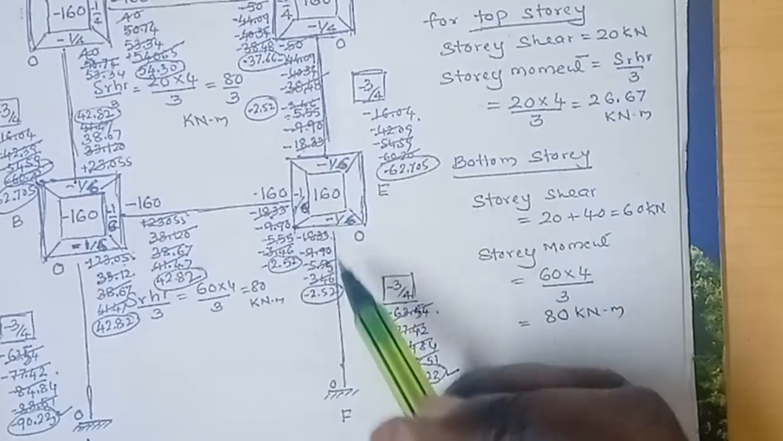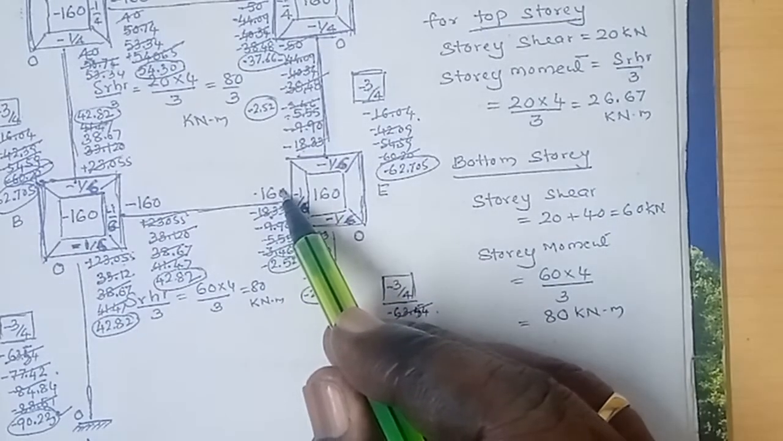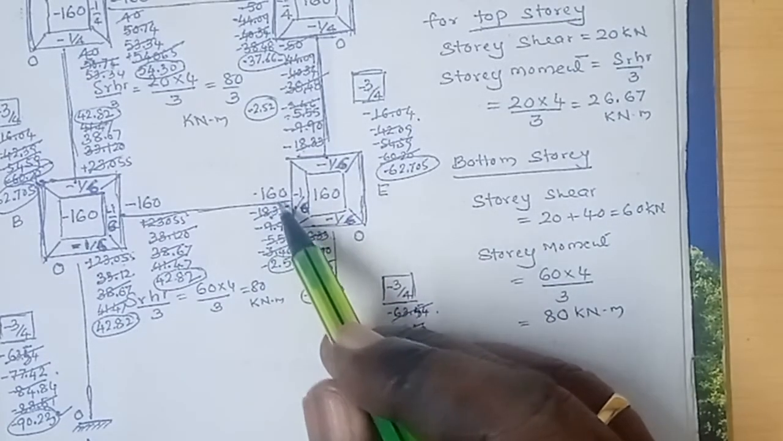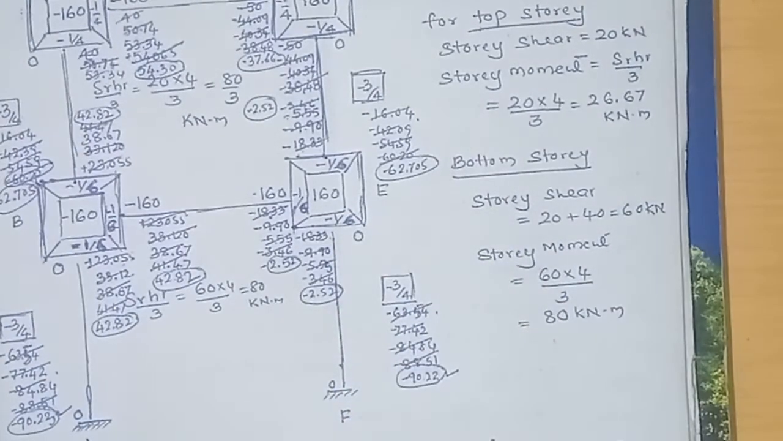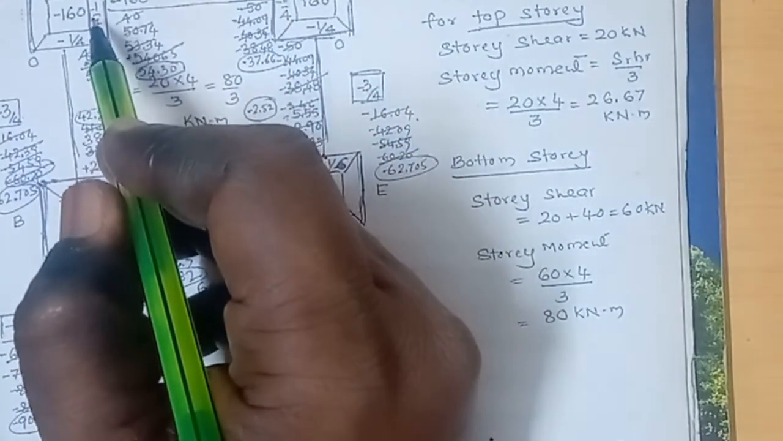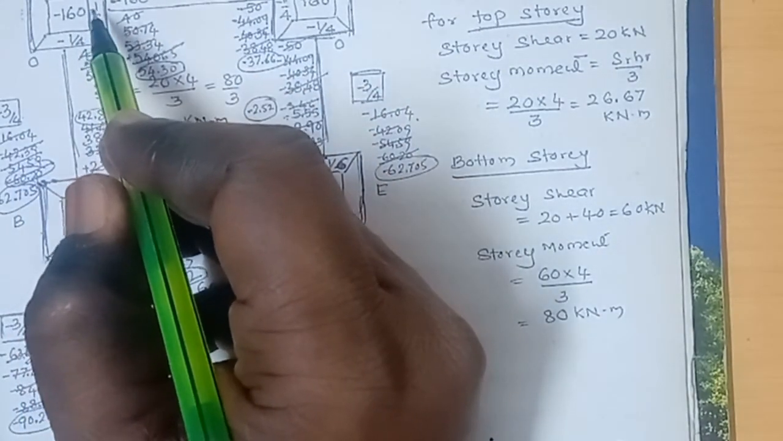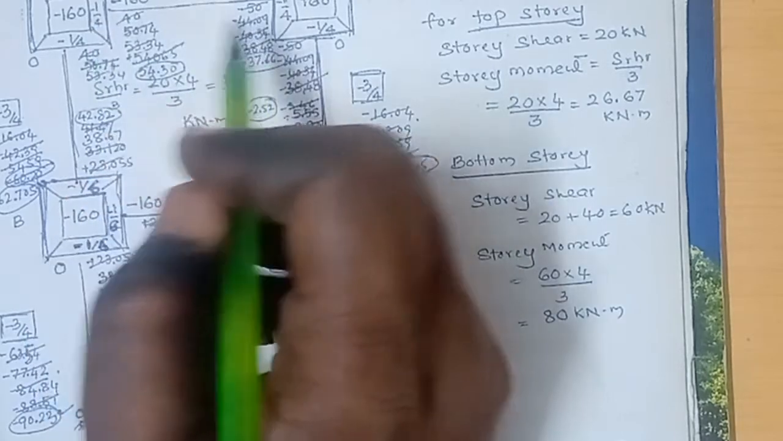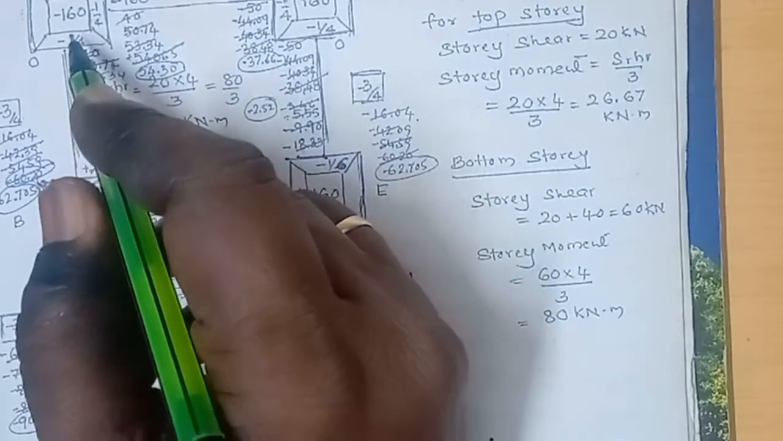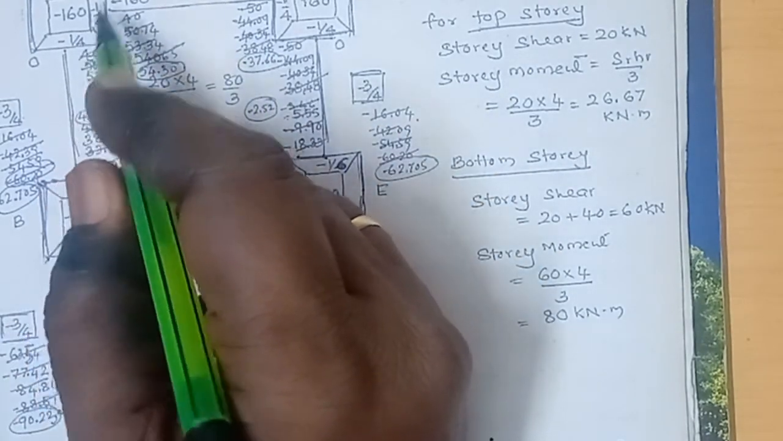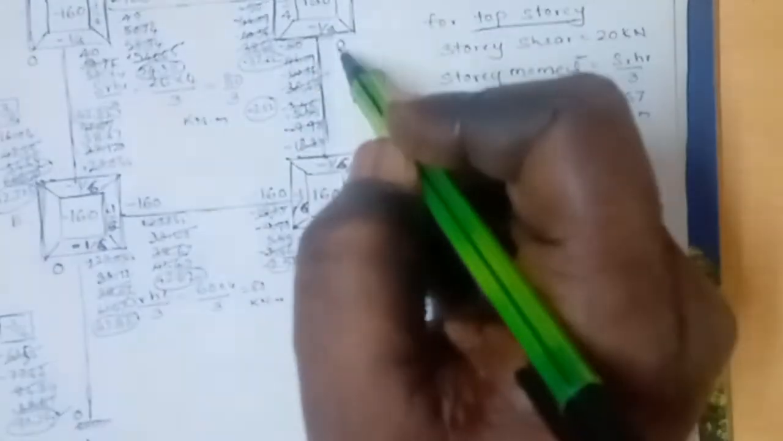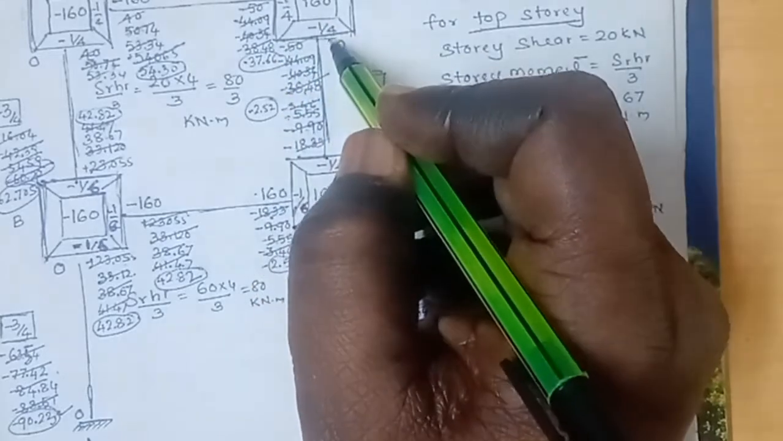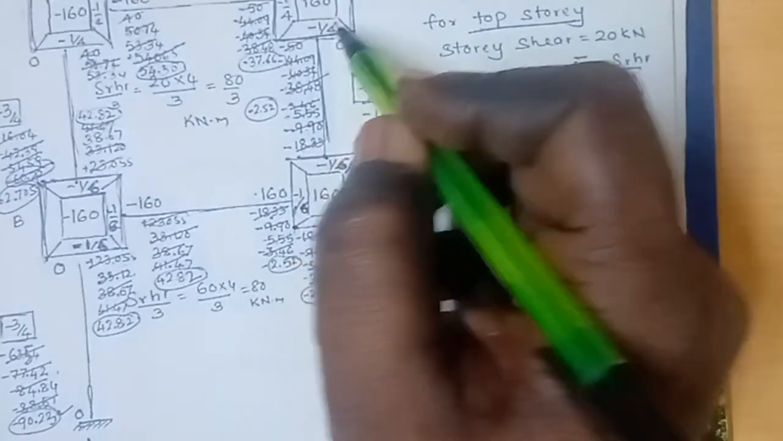For vertical members 0, for horizontal member that is plus 160, that is clockwise. Hence this is 160, that we have to write here. Then the rotational factors what we have calculated, that we have to write here. For joint C, minus 1 by 4 for horizontal member, minus 1 by 4 for vertical member. Hence we have to write the rotational factors.